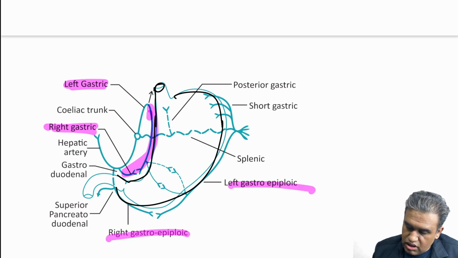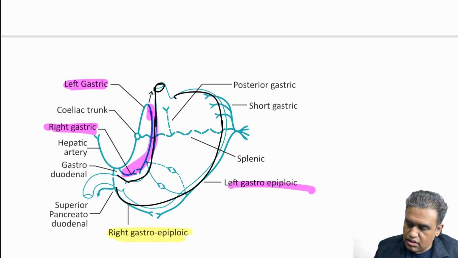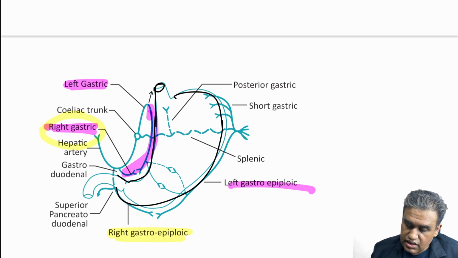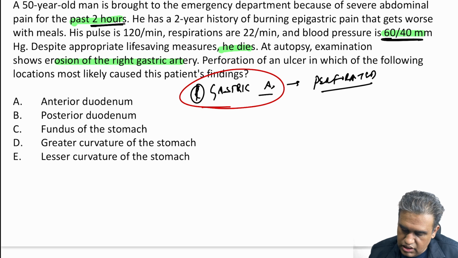The gastroepiploic vessels, these right and left gastroepiploic vessels, let me use a different color. Right and left gastroepiploic vessels are found at the greater curvature. So this right gastric artery which they are asking about will be lying at the lesser curvature. Do you have the options over there? Here we have option E, the last option. It was the case of a gastric ulcer, and the right and left gastric arteries are towards the lesser curvature. Remember that.